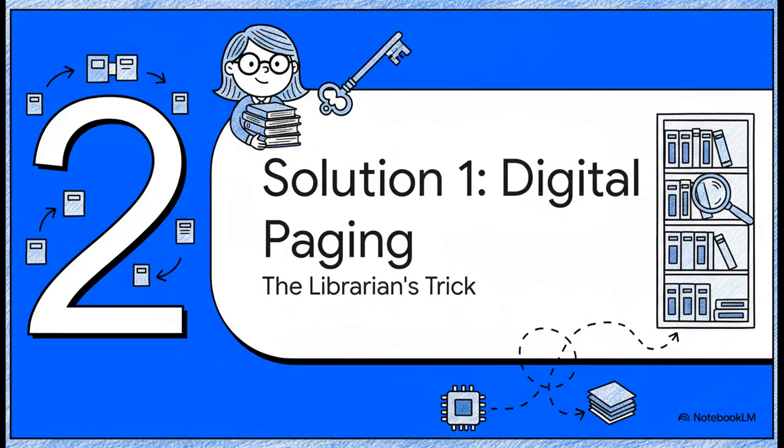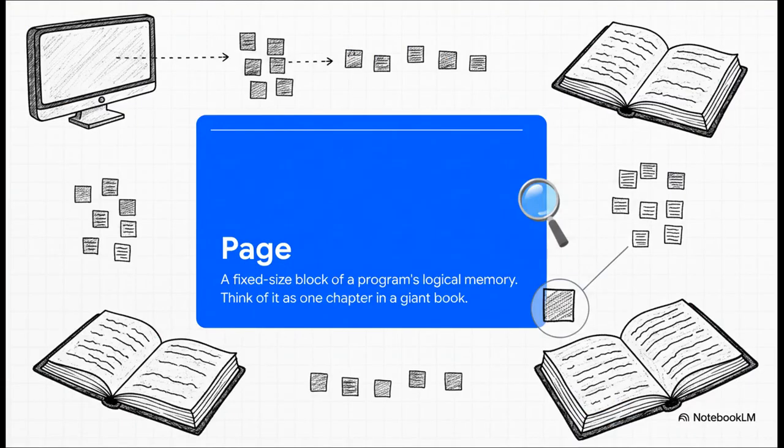It uses this really elegant solution called paging. You can think of it as a very, very clever librarian's trick. First off, the computer gets smart. It doesn't even try to load the whole program. Instead, it takes that giant book of a program and breaks it down into thousands of small, identical-sized chunks. And these chunks are called pages. Each one is just like a single chapter.